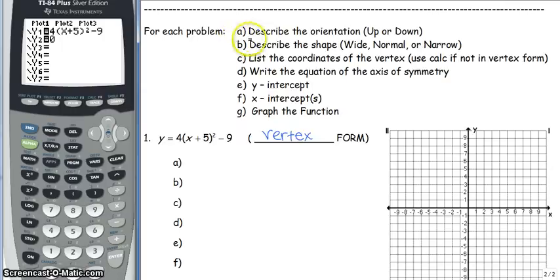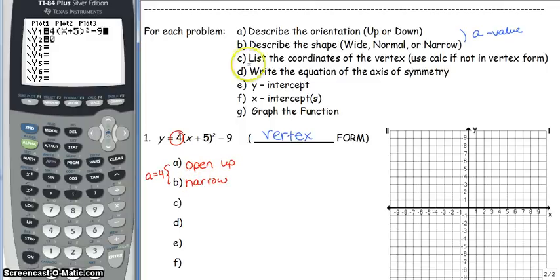So let's start with part A, describe the orientation. Well, when we're looking at the orientation, we've got to look at the A value, just like we do for this shape. So we make sure that we look at the A value for part A and B. And in this case, we see that our A value is equal to 4. Because our A is positive, our graph is going to open up. And because our A value is greater than 1, we should expect to find a narrow parabola.